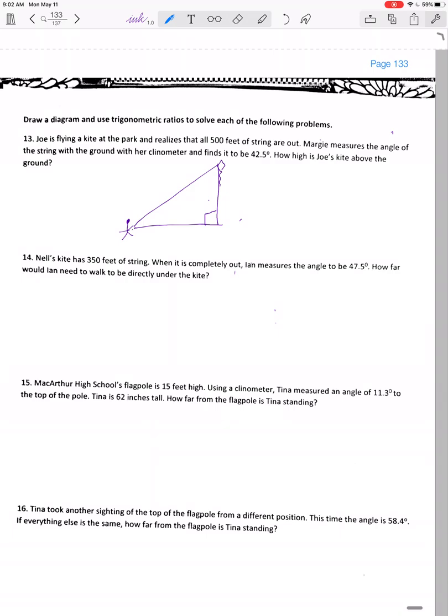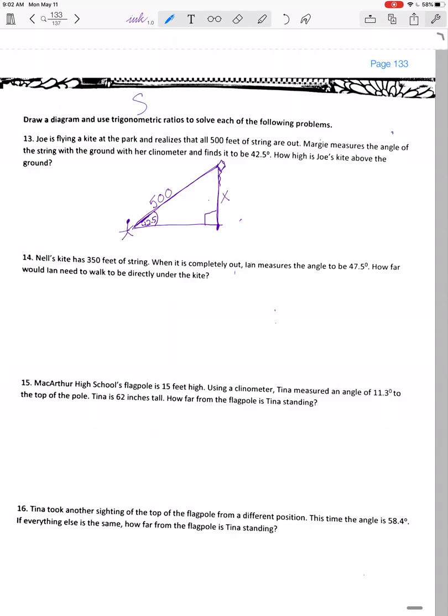So if this here is Joe's string, we know this is 500 feet. Margie measures the angle of the string with the ground. This is the ground. So that means that this angle is 42.5. How high is Joe's kite above the ground? Here's his kite. Here's the ground. So you want to know how high it is from the ground, so that would be my x.